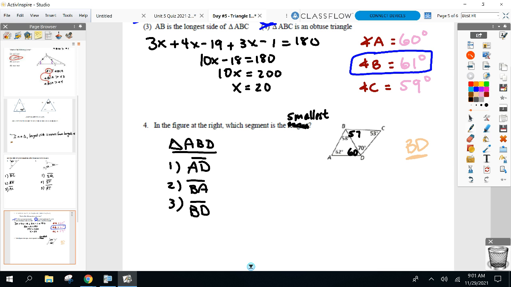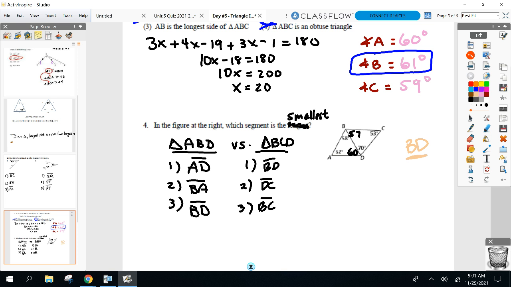Now let's compare it to the other triangle, triangle BCD. Let's rank those right now. Go ahead, somebody. Smallest side in BCD. BD, followed by DC. Yep. And then I have BC.